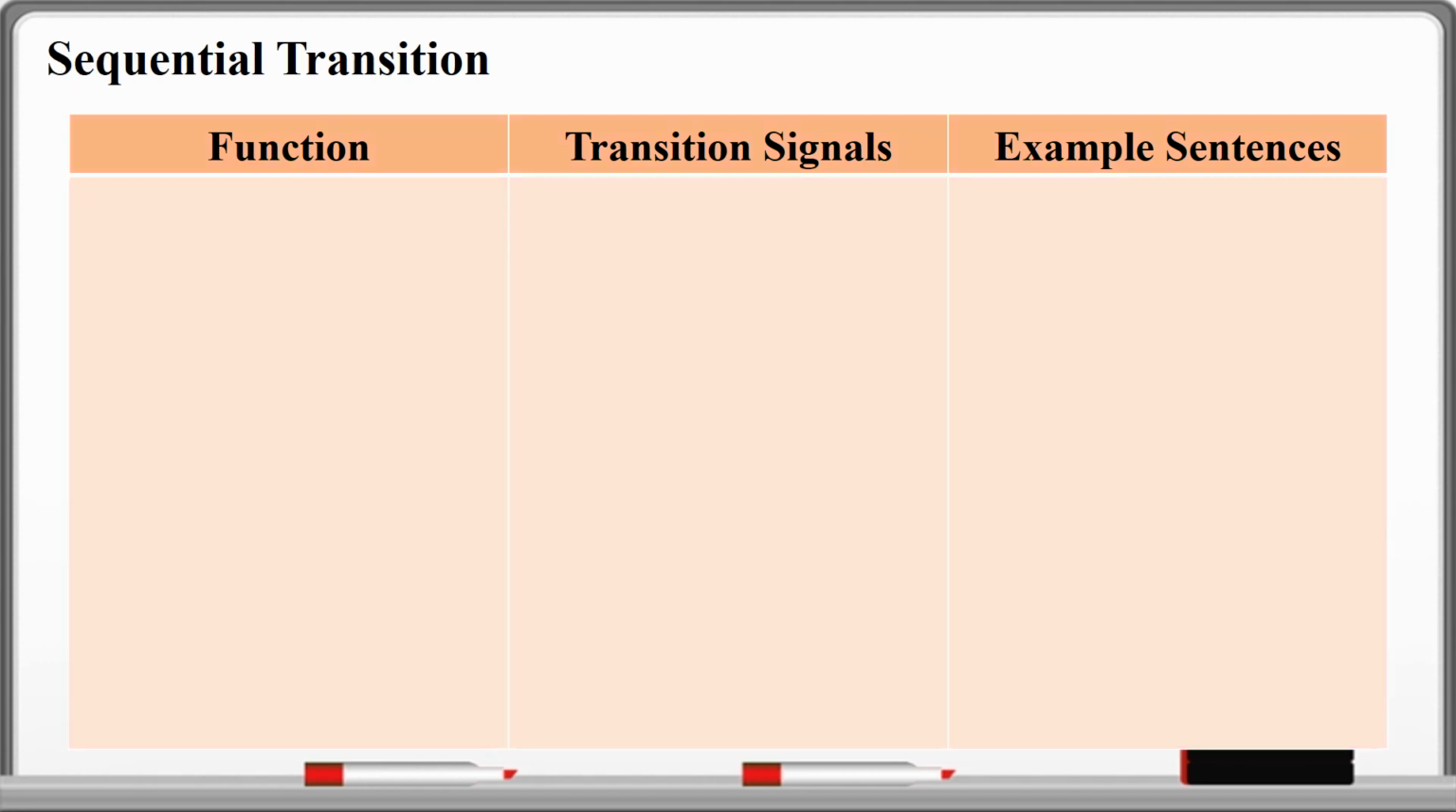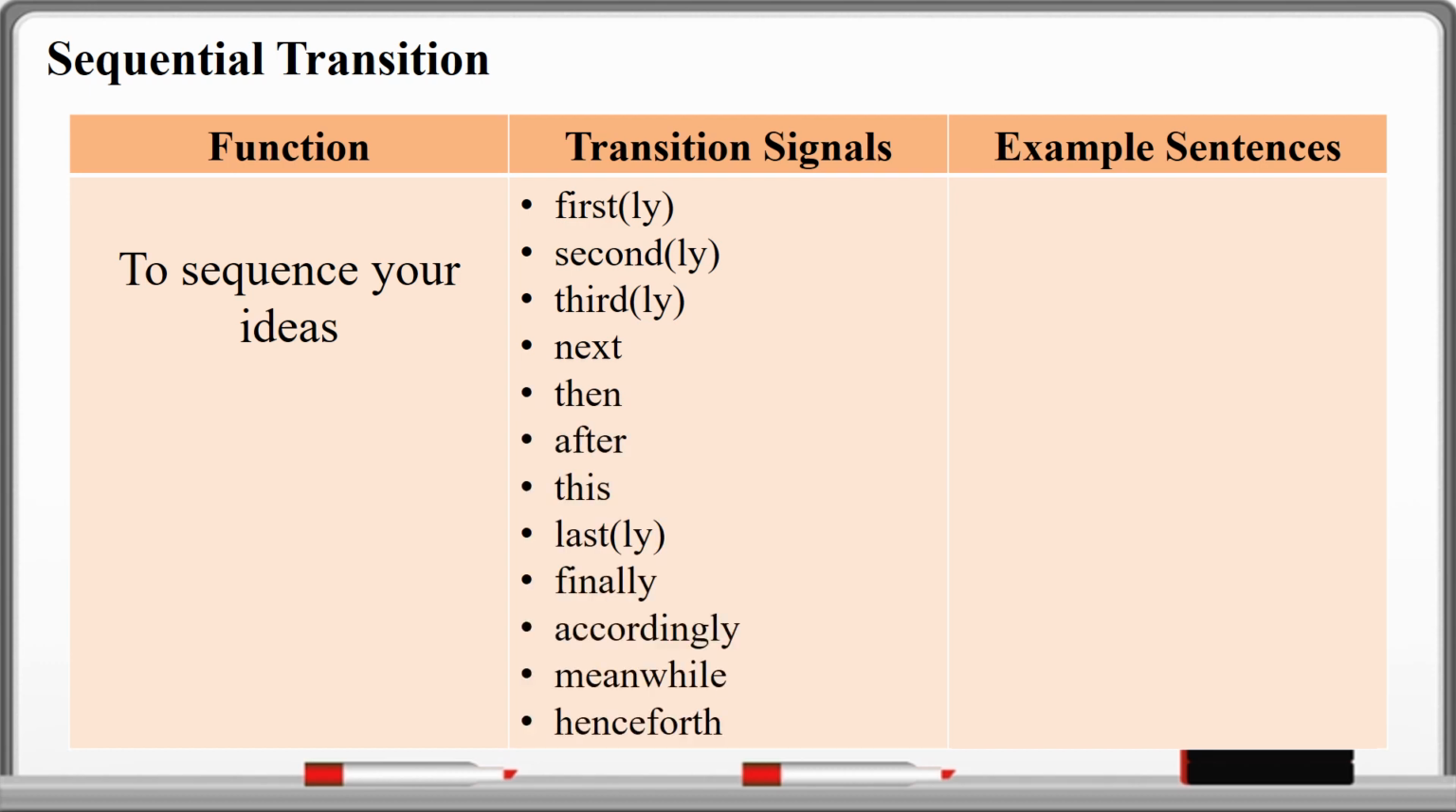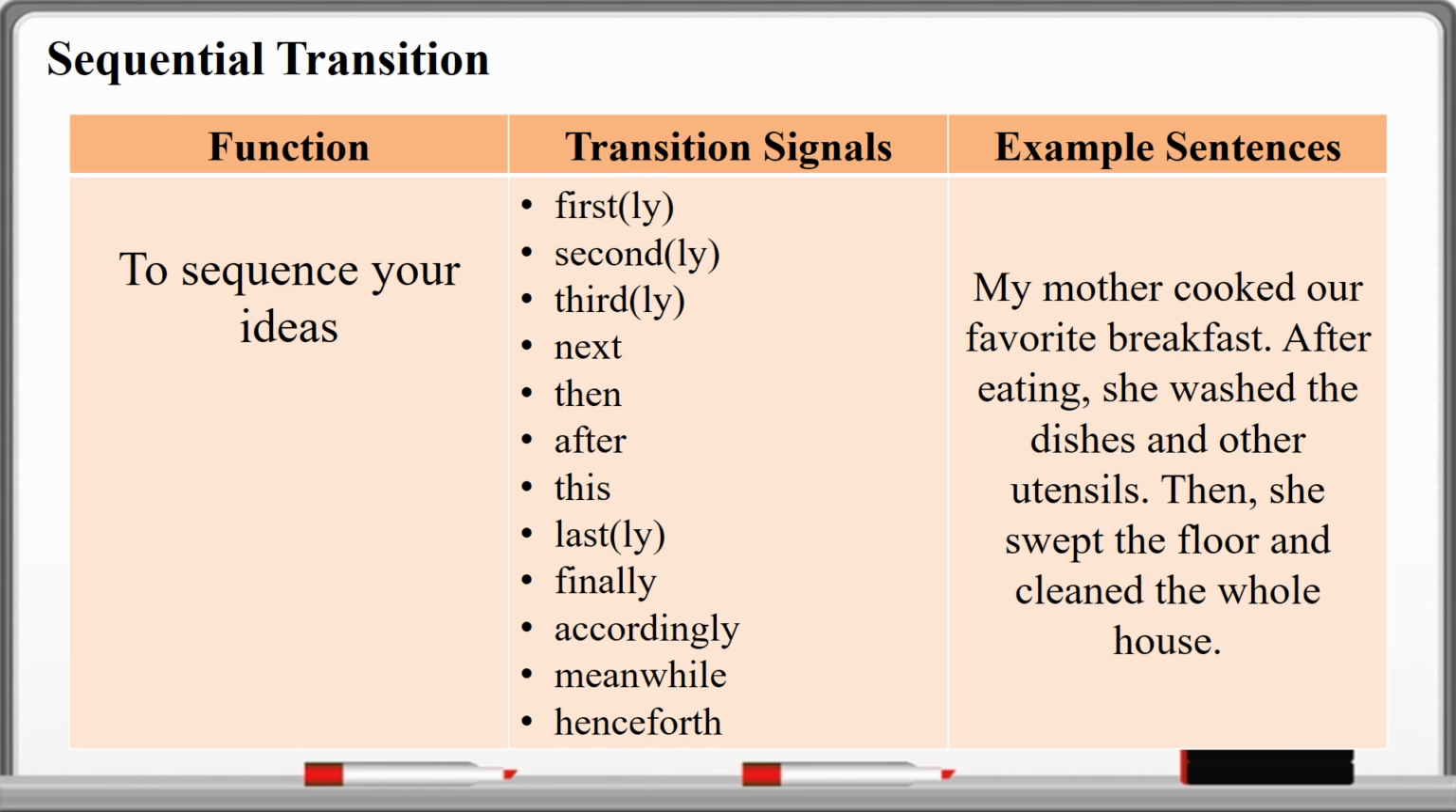And for sequential transition, it is used to sequence ideas. The transition signals are as follows. Sentence: my mother cooked our favorite breakfast. After eating, she washed the dishes and other utensils. Then, she swept the floor and cleaned the whole house. In the sentence, the transition signals after and then were used to show the sequence of ideas.